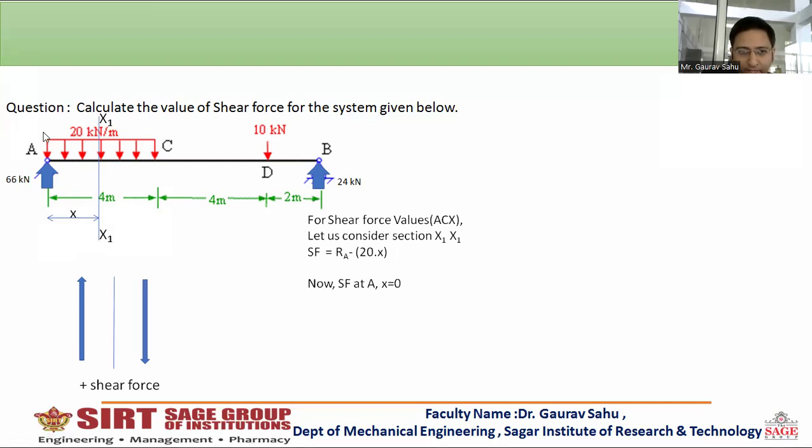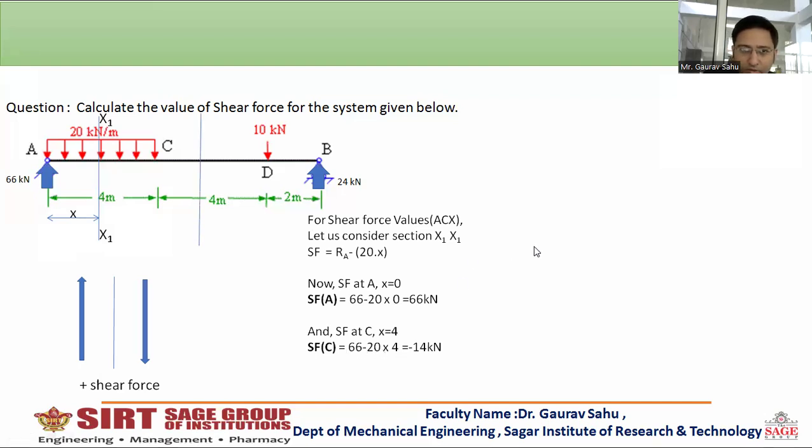Now applying the limits: at the reference point the value is 0, x is equal to 0, and at point C the value of x will be 4. So x is equal to 0 at A and x is equal to 4 at C. After putting x equal to 0 in equation number 1, we are getting SFA as 66 kilonewton, and SFC at this point, the shear force is minus 14 kilonewton.